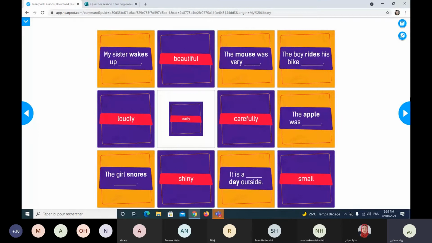And you have here the adjective beautiful. The mouse was very. How do you describe the mouse? Is it big or small? The boy rides his bike. How? I need an adverb. You have loudly, early, carefully. The apple was. Here, I will describe the apple.